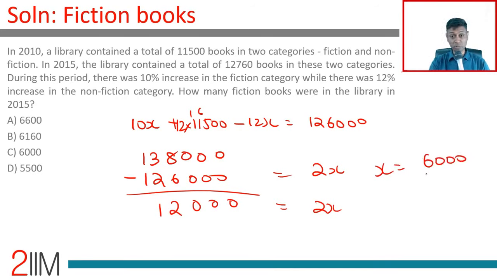So the number of fiction books in 2010 is 6,000. We want to know how many fiction books were in the library in 2015. 6,000 plus 10% of 6,000, that is 6,600. It grows by 10%. 10% of 6,000 is 600, so 6,600.